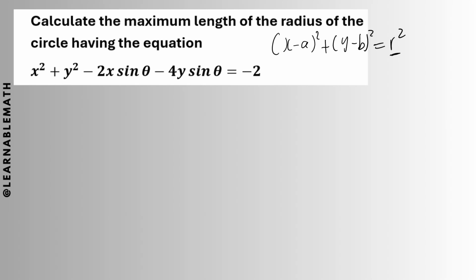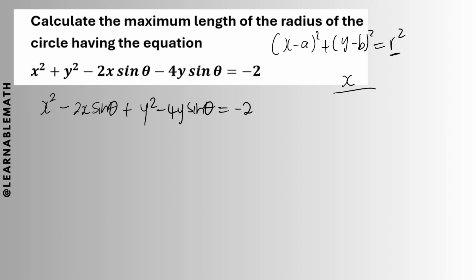To complete the square, I'm just going to first group those that look the same. x squared minus 2x sine theta plus y squared minus 4y sine theta equals negative 2. Then we go to the coefficient of x. Anything multiplying with x, in that case it's minus 2 sine theta. We multiply with 1 over 2 and then we square this. If you simplify this, minus 2 and minus 2 cancel, I'm left with minus sine theta squared.